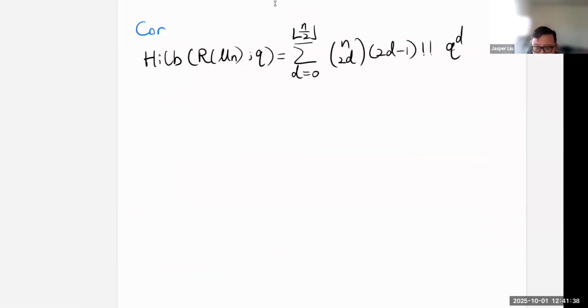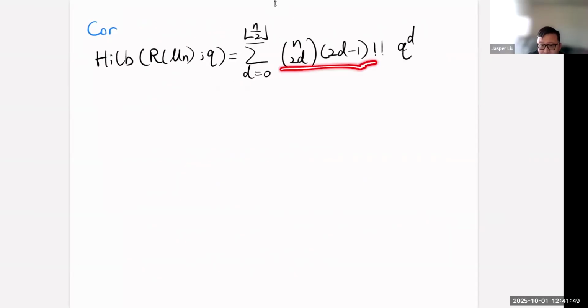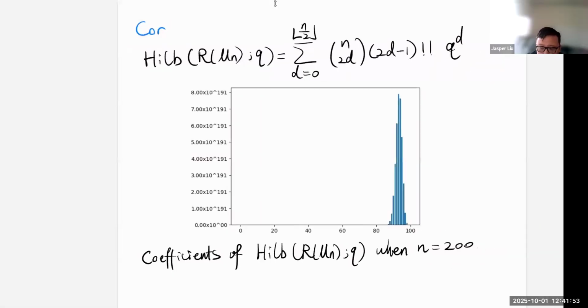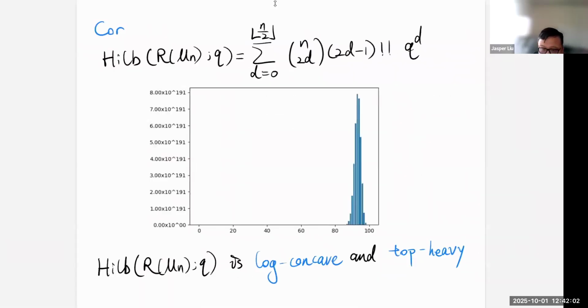And from this construction, we can directly compute the Hilbert series. So the degree d part has this form, the coefficient. Yep, this is what the coefficient list will look like when n is 200. And we do have that this coefficient list is both log-concave and top hat.